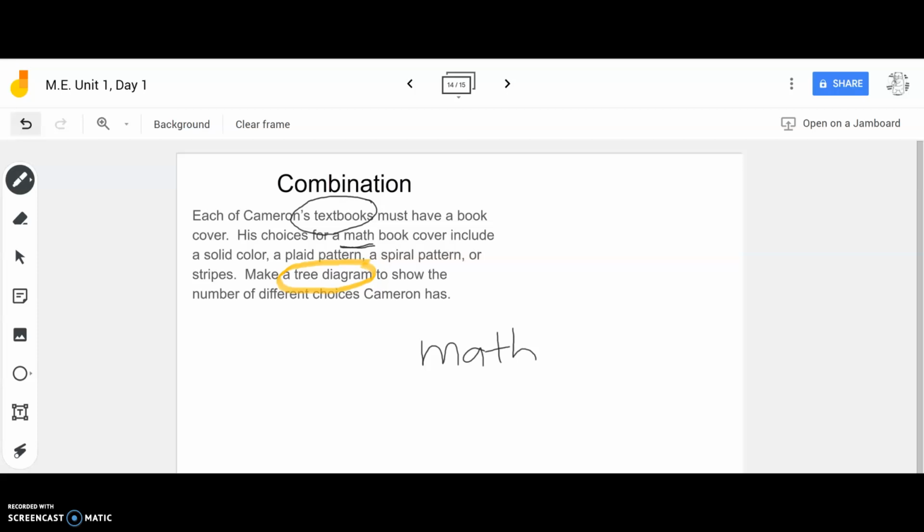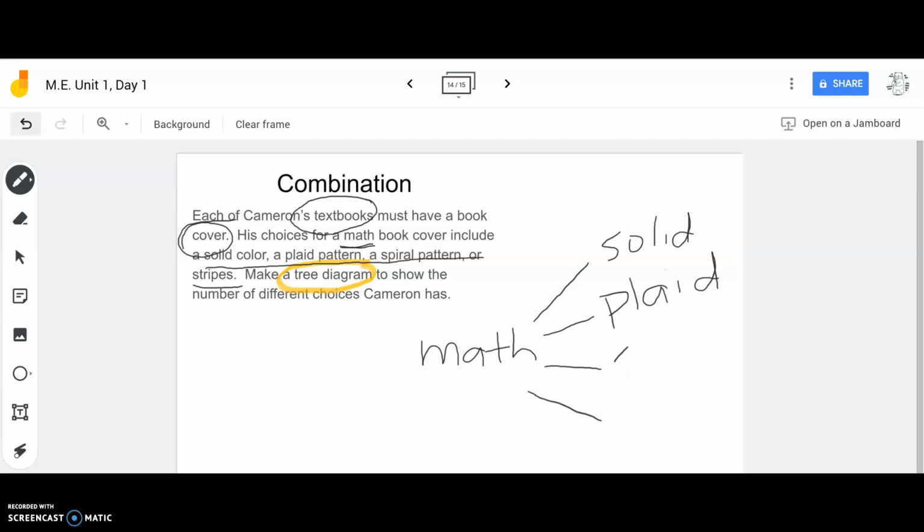And then I'm going to think about my second category. So my second category is these covers. And I see a solid color, a plaid color, spiral, or stripes, which means my trunk, my first choice, needs 4 branches. So 1, 2, 3, 4. I have solid, plaid, spiral, and stripes.